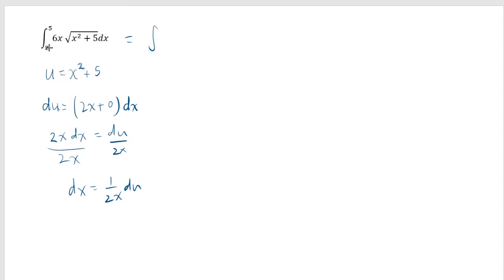When x is 2, 2 squared is 4, 4 plus 5 will be 9. When x is 5, 5 squared is 25, 25 plus 5 would be 30. And then 6x, we decide to call the entire thing inside as u, and then dx is 1 over 2x times du. The x and x cancel, and then 6 divided by 2 is 3. Square root of u is u to the 1/2 power.